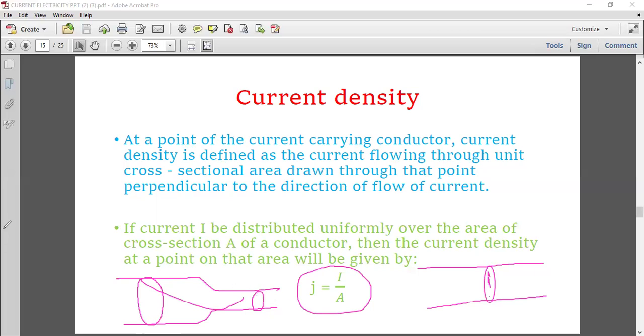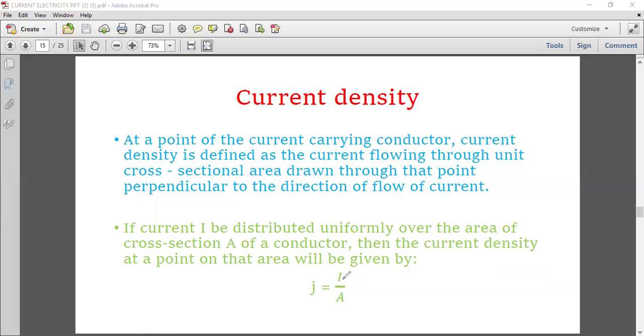It's clear. So these things I have explained. Now what will be the unit of current density? So it is ampere upon meter square. Now one more thing, current density is a vector quantity. What will be the direction of current density? So direction of current density will be in the direction of current.